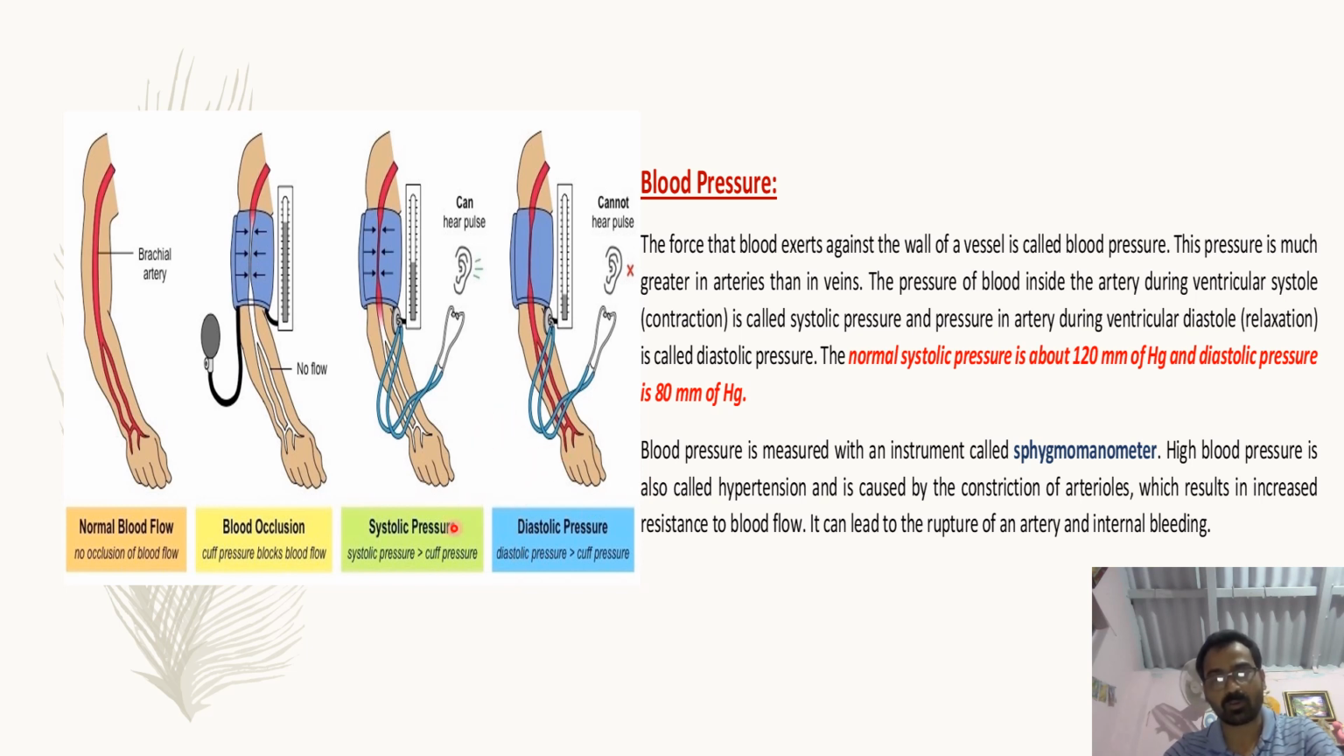Whenever our heart contracts, the wall pressure will be the higher one, that is called systolic pressure. Whenever blood enters into the heart, it experiences less pressure, and that is called diastolic pressure. So normal pressure should be 120 by 80. 120 is the systolic pressure and 80 is the diastolic pressure. So blood pressure is measured by an instrument called a sphygmomanometer.